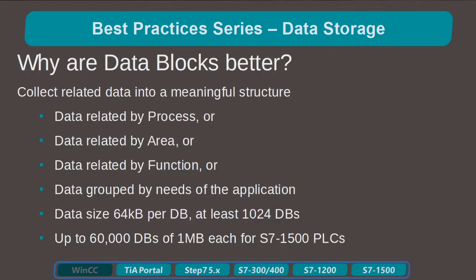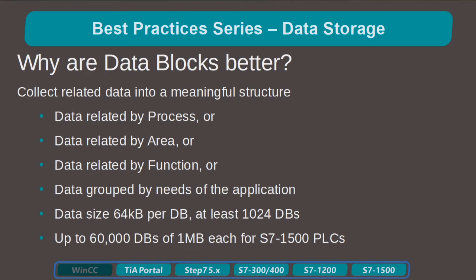And then why are data blocks better? Well, the main reason is data blocks can collect data into a meaningful structure. In other words, data can be related by the processes that it's describing or by a specific area. So if you've got a canning plant and a bottling plant and so on, the data can be related by function, whether it's a drive or a motor, that can be grouped by the needs of the application. So you can tailor your DBs to represent the data in your process much better than you can with bit memory.